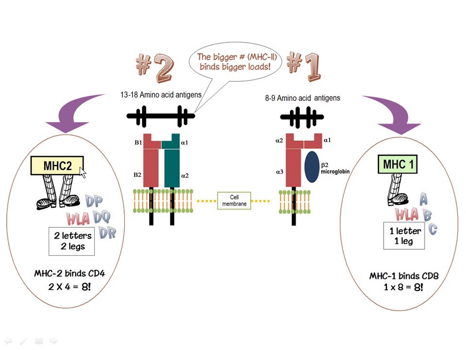Also, MHC2 presents the antigens to Th4 lymphocytes, whereas the MHC1 presents the antigens to CD8 lymphocytes. So MHC2 binds to T cells with CD4 markers on them, whereas the MHC1 binds to T cells with CD8 markers. Mnemonic: 1 multiplied by 8 gives you 8, 2 multiplied by 4 gives you 8.